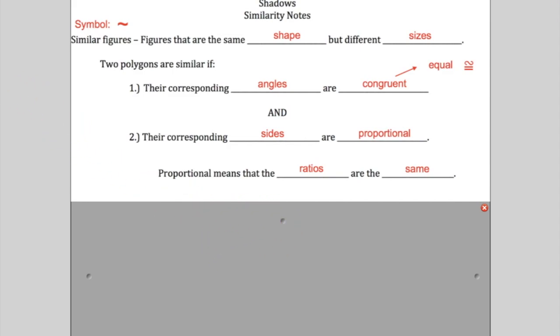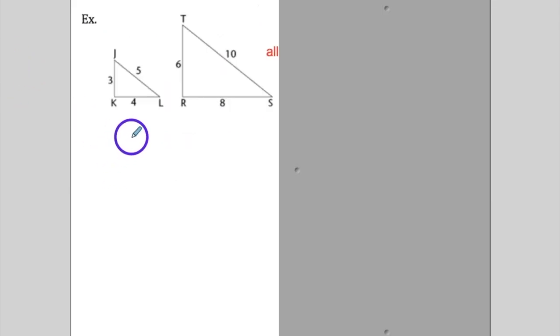So let's look at the first example. If you don't have these words written down, go ahead and hit pause, or feel free to pause anytime during this video if you need me to slow down. So we have two triangles here. We have triangle JLK and triangle TSR. And so we're trying to see if they are similar or not.